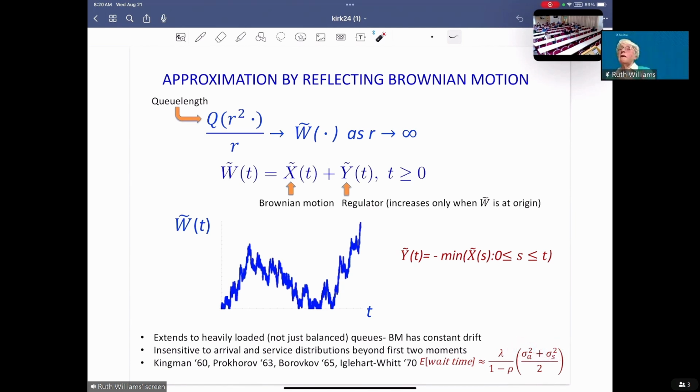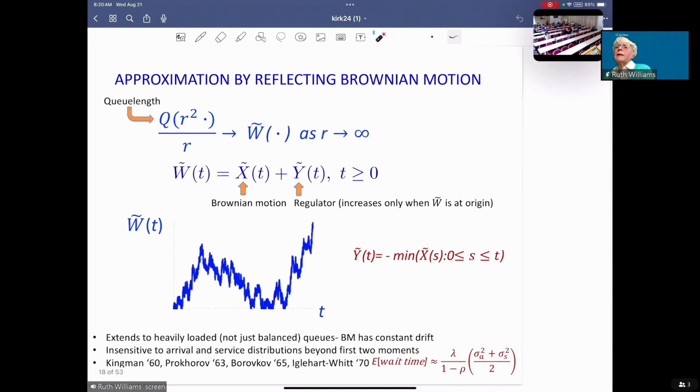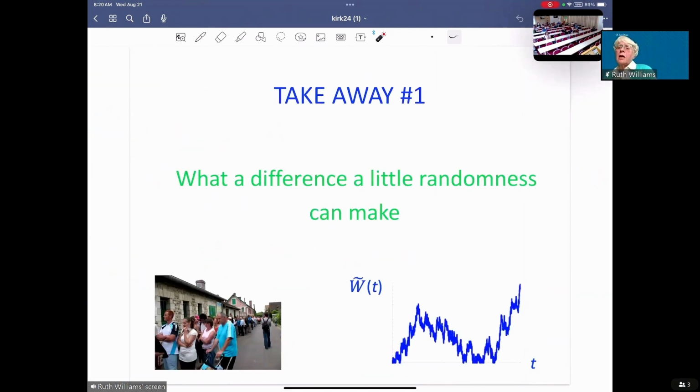So all of that helps to give some quantitative measures of how things like load on the system and variability in the system can affect things like waiting times and queue lengths. So this is a simple kind of warm-up example, but one thing you might take away from this is what a difference a little randomness can make in arrivals or service. Even though one's balancing things on average, one can get substantial queuing types of behavior and analyze it using these reflecting Brownian motions, which are a reflecting diffusion process.